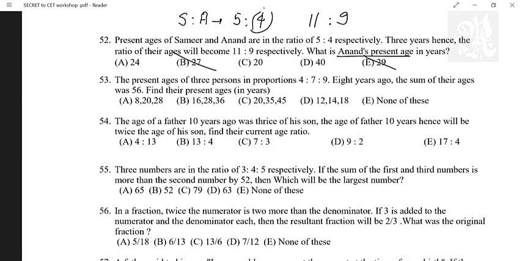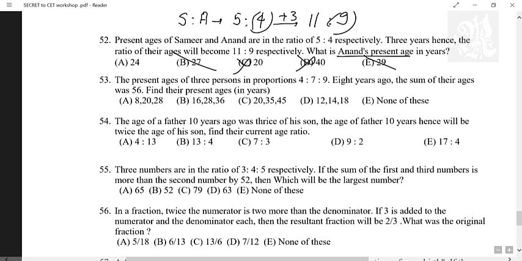Now what do you mean by this ratio? 3 years later means Anand will grow ahead by 3 years, and Anand is now 9 parts, which means it should be a multiple of 9 if you increase the number by 3. 40 increased by 3 is 43, not a multiple of 9. 20 increased by 3 is 23, again not a multiple of 9. 24 increased by 3 is 27, which is a multiple of 9. So the answer is 24. Alright, it is that easy.